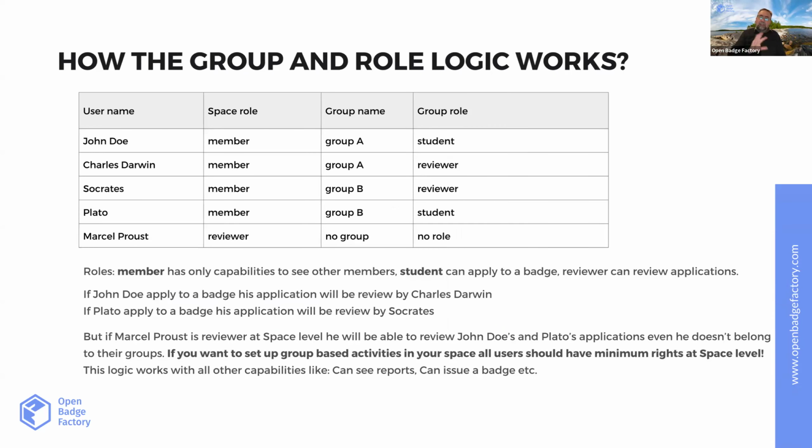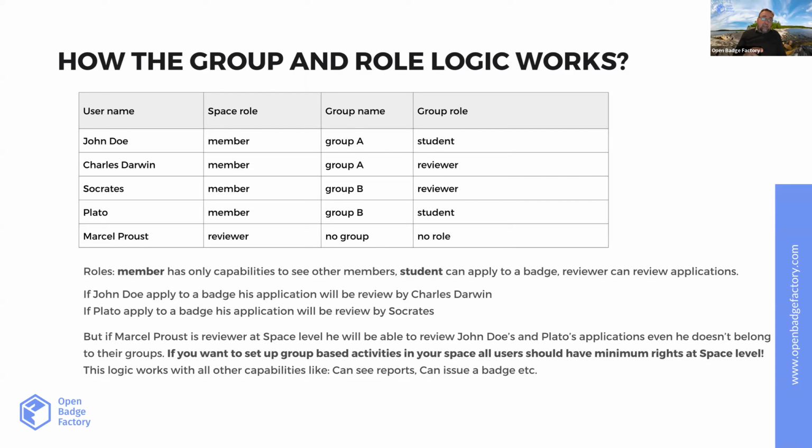So let me explain quickly. I tried to visualize that, but I'm not very good with drawing. It's quite complicated, but in fact, it's not complicated. Here you have usernames on the left side, some people that you perhaps know. At space level, they are all members. Member means that basically there is only one capability: you can see each other. You can see other members, but nothing else. So you can't do anything at space level here, except Marcel Proust, who is basically a reviewer here.